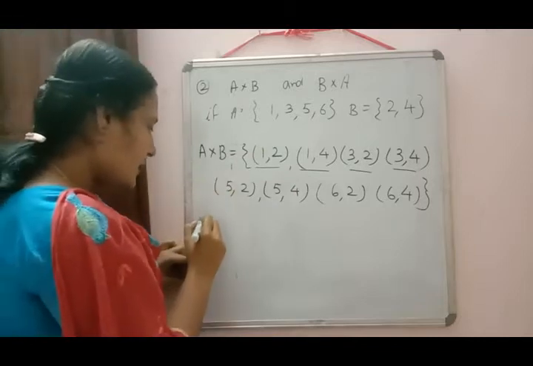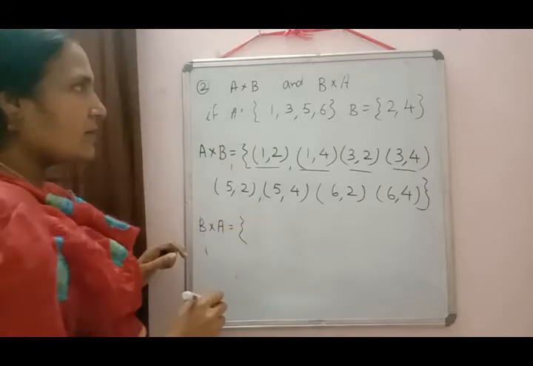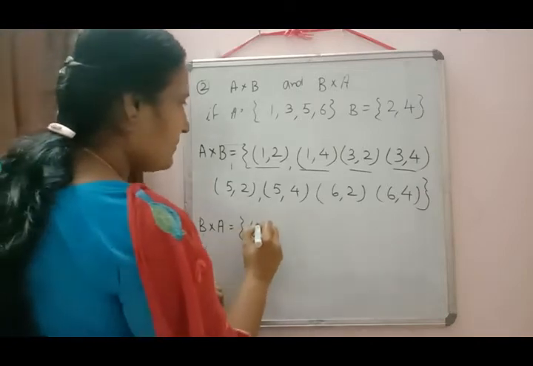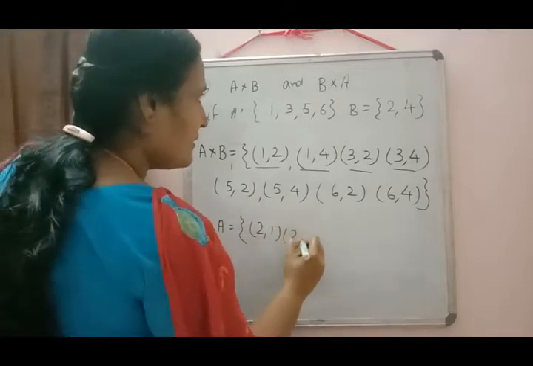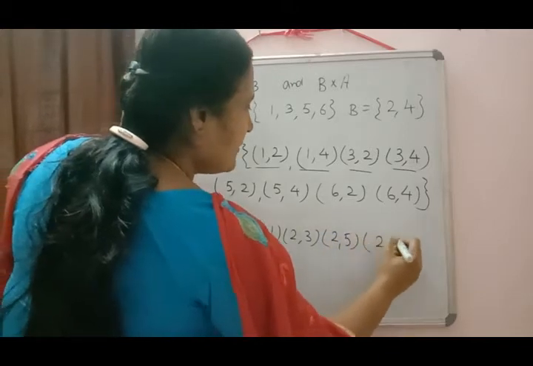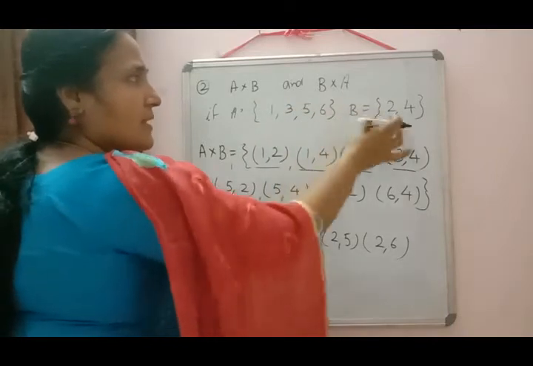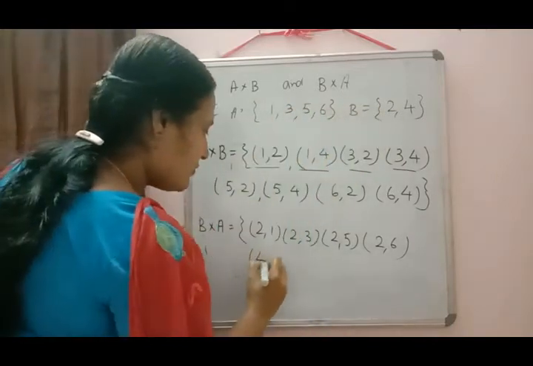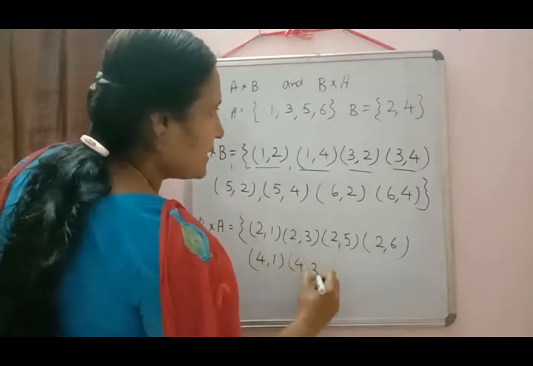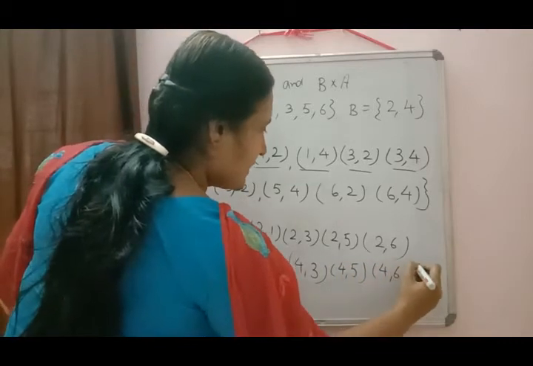Now we will check what will come for B cross A. As it is written B cross A, first we have to write down the elements of B. So first what will come? Yes, 2 comma 1, 2 comma 3, 2 comma 5, 2 comma 6. All the possibilities we are writing. Similarly, 4 comma 1, 4 comma 3, 4 comma 5 and 4 comma 6.